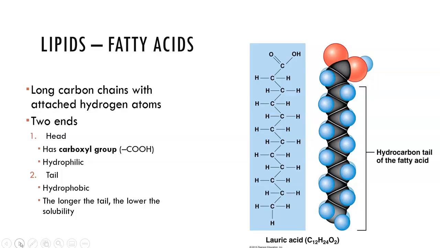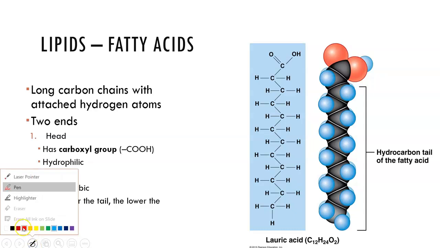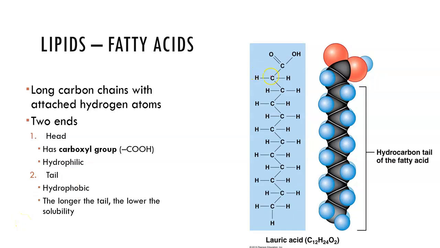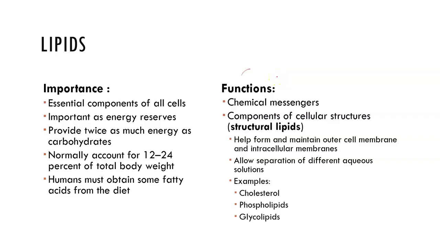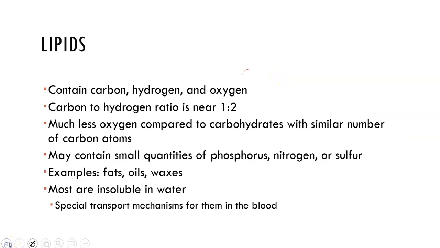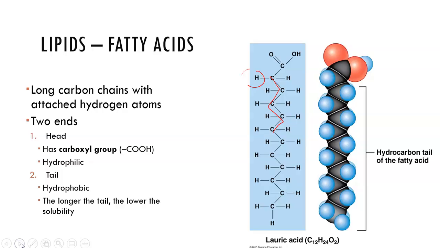And then you can see all the carbon backbone here, and then you have the hydrogens coming off, and then you also see the oxygen. Remember, much smaller carbon to oxygen ratio. So typically a 1 to 2 ratio carbon to hydrogen, which we see here in this image, and then a much smaller amount of oxygen.